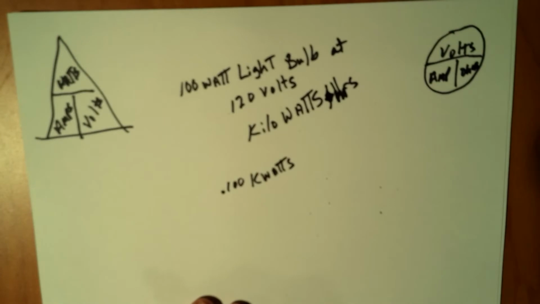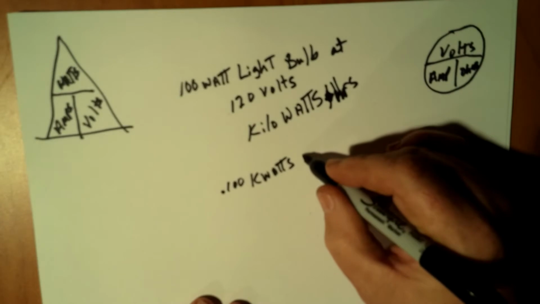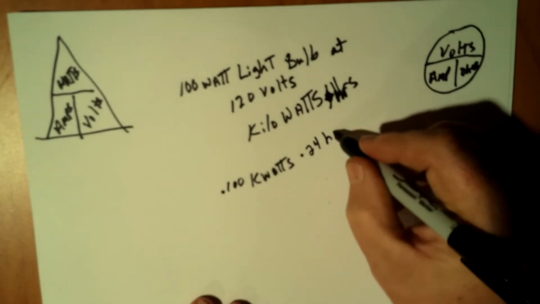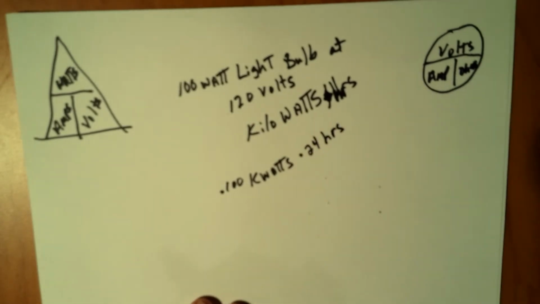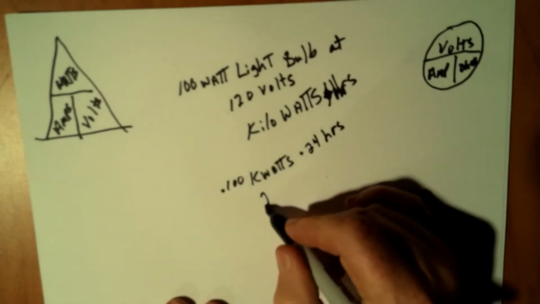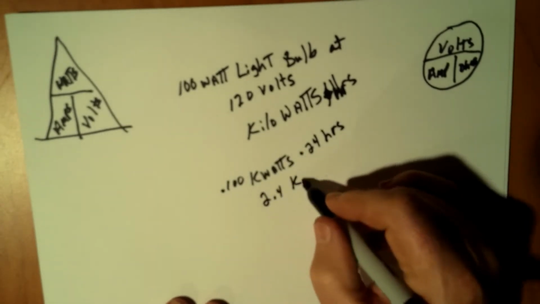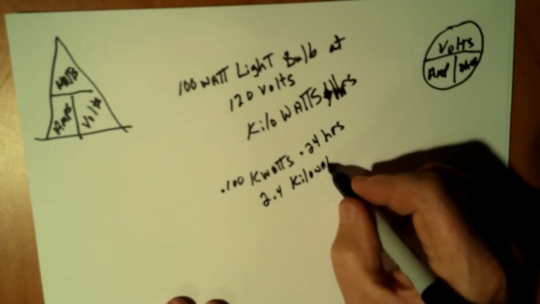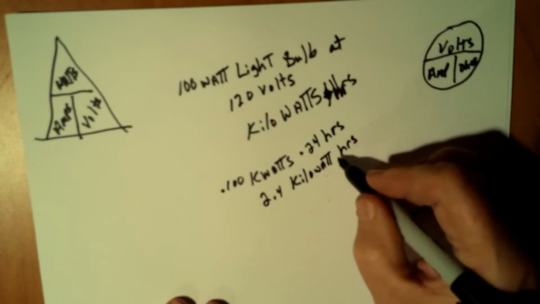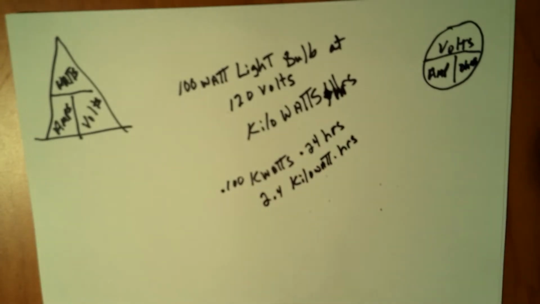That's 0.1 kilowatts. Well, if we left that on for 24 hours a day, say you forgot and left your dad's light on for 24 hours, you multiply that out and that's 2.4 kilowatt hours. Does that make sense? That's 2.4 kilowatt hours.